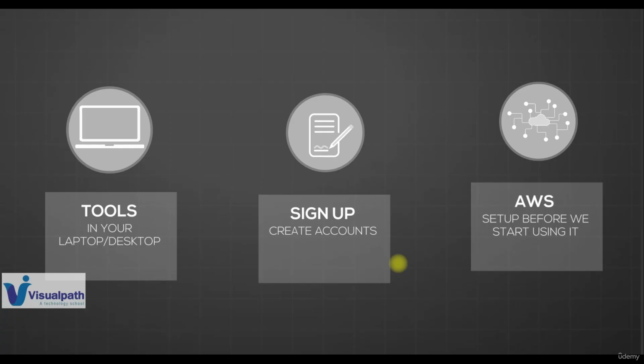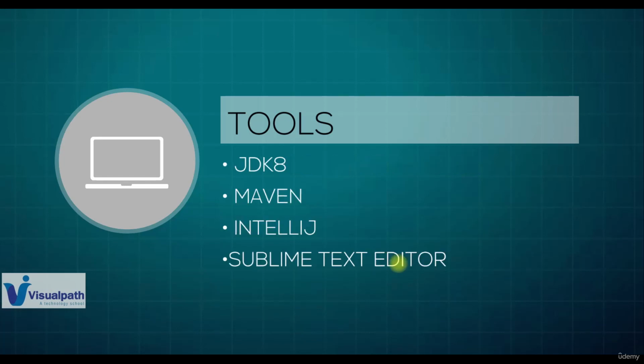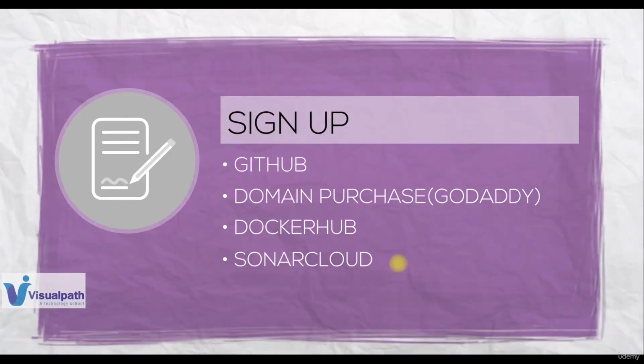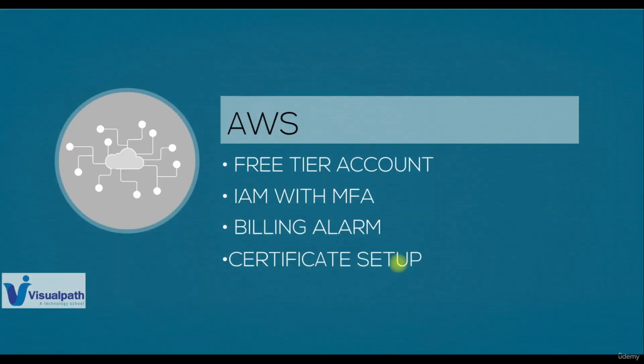All right, so we have installed a lot of tools on our system. We have signed up on multiple accounts, and we have made AWS account useful and secure for us. All the tools are installed. We have signed up to these 4 places: GitHub, domain, Docker Hub, Sonar Cloud, and we have created AWS free tier account, an IAM user with MFA, billing alarm, and certificate. So we're going to use all these things throughout our different projects. So wrap this up and join me in project videos.